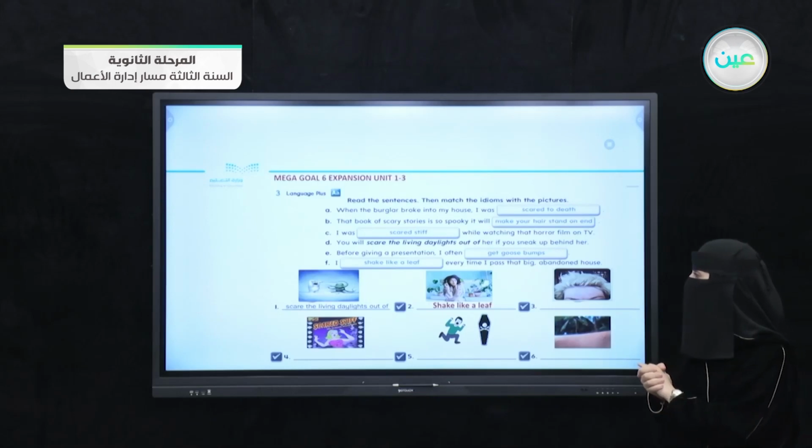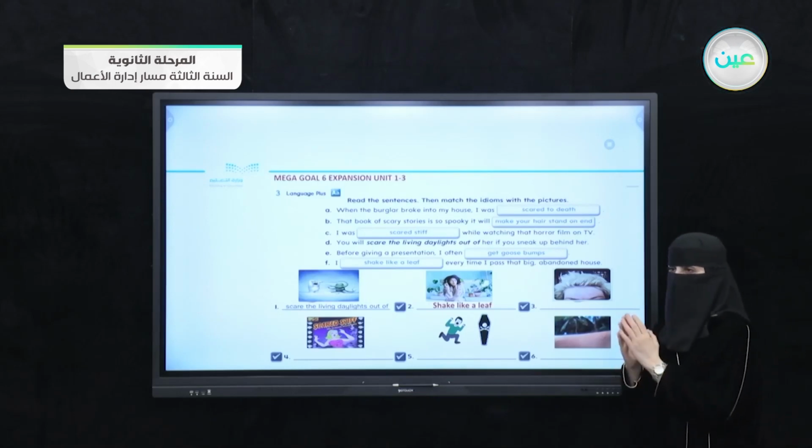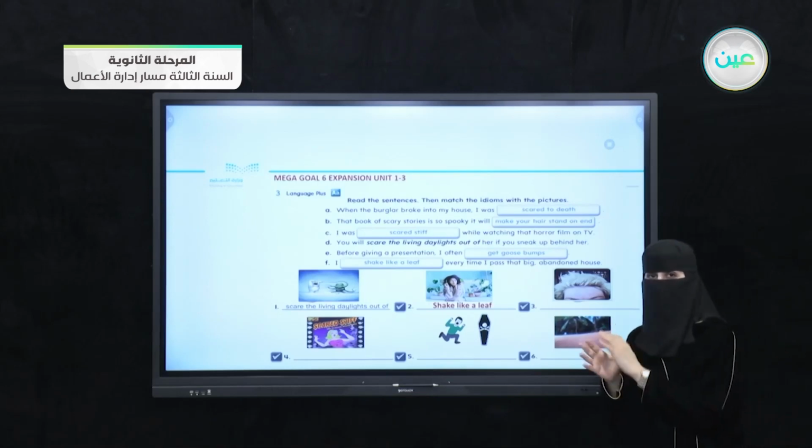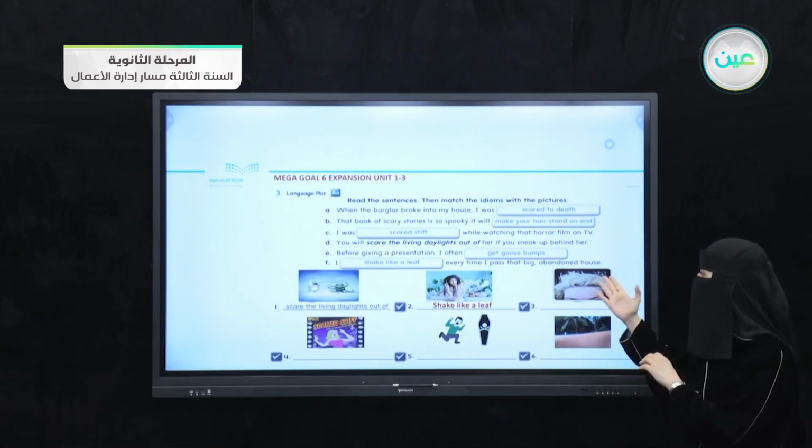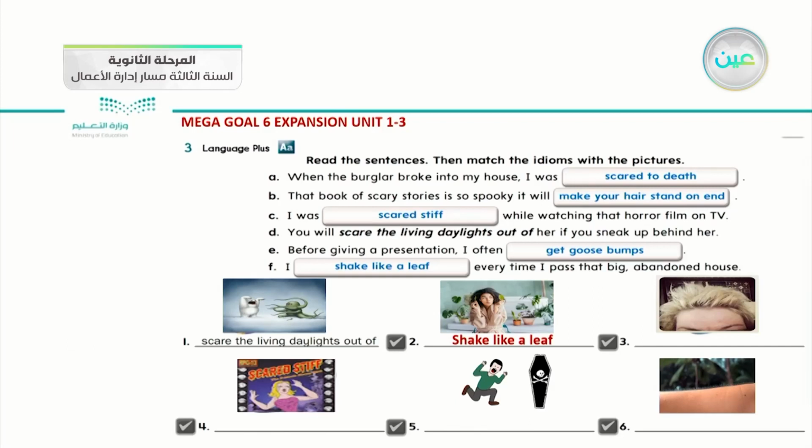The last one: I shake like a leaf, which means your body becomes like a leaf, the color of it, the shape of it, the leaf from a plant. So every time I pass the big abandoned house, which is suitable with number 2. Let me check the answers together.